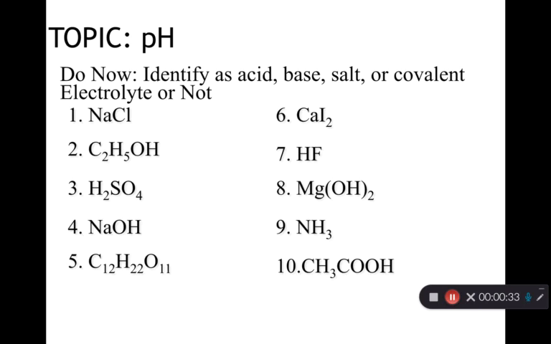So strong electrolytes tend to be strong bases, strong acids, or very soluble ionic compounds. Weak electrolytes then are weak acids, weak bases, or ionic compounds that are only partially soluble in water. And then covalent compounds that do not form ions at all are non-electrolytes, or if you have something not in water, not an electrolyte. So we're going to go through each one of these and we are going to determine whether or not it's an electrolyte.